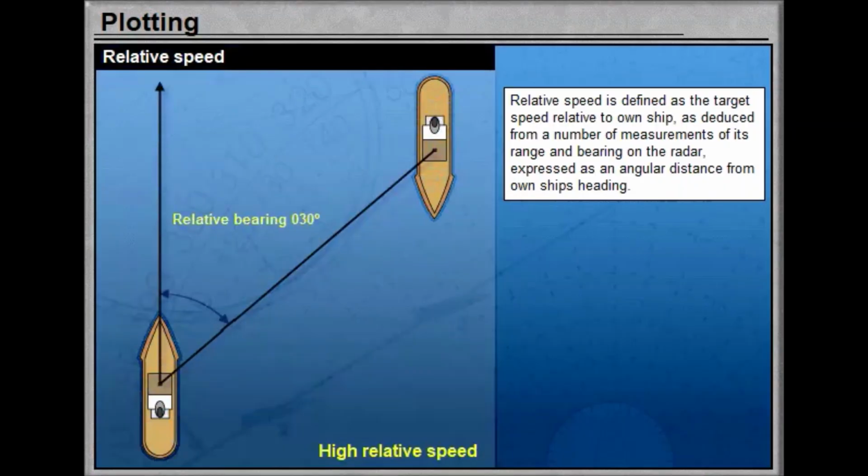High relative speed makes plotting easy. Little or no relative speed makes accurate plotting difficult. On the other hand, high relative speed means high danger, while little or no relative speed means little or no danger.